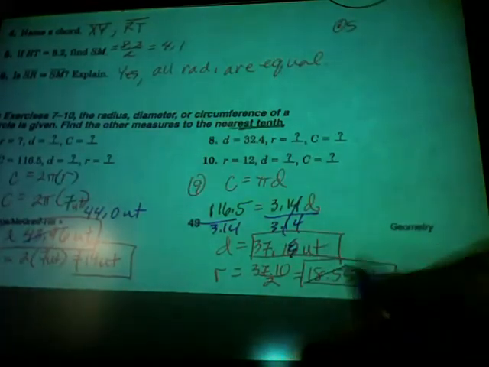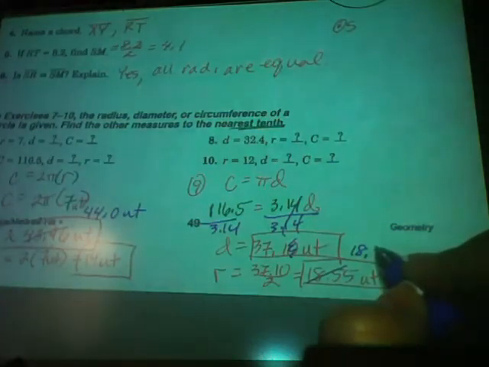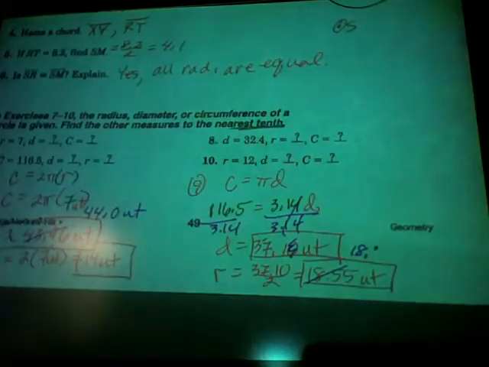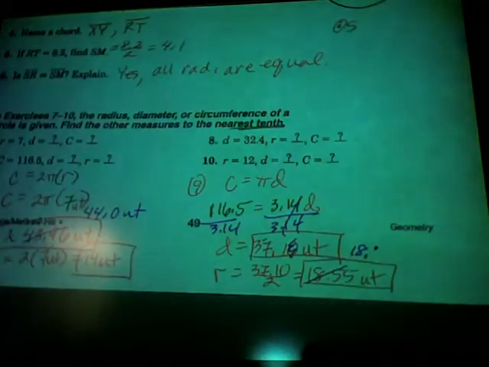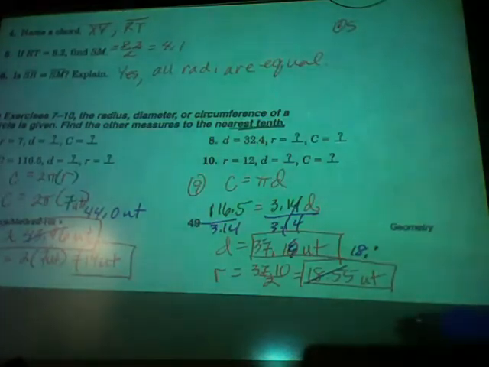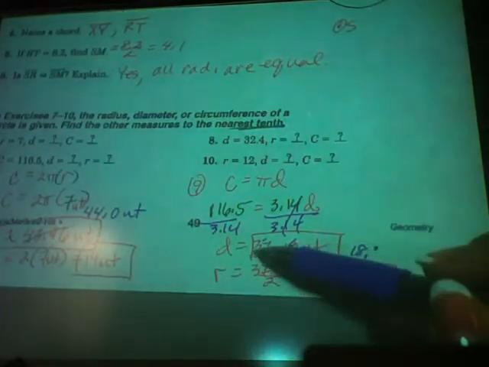But this one becomes 18 point, well, it depends. If you had 37.10 and you divided that in half, what are you going to get? Are you going to get 37 point, or are you going to get 18.5 or 18.6? If you divide this one in half, 37.10.